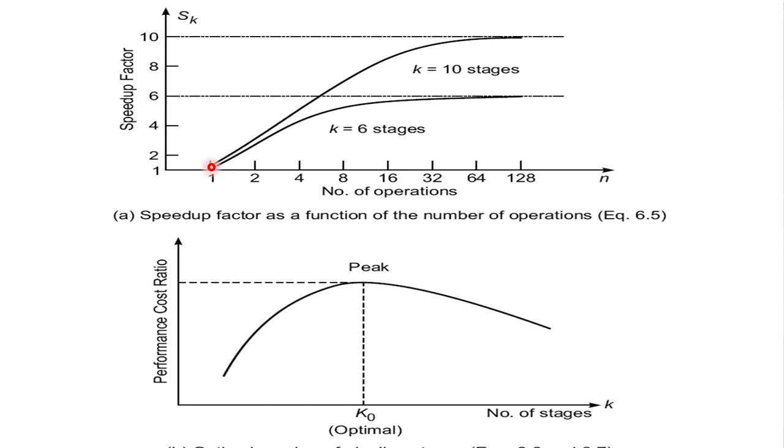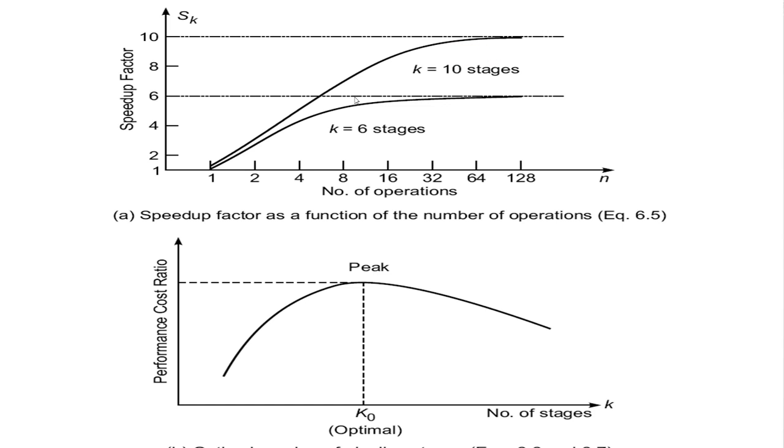As the number of operations increases, like from 1 to 128 operations, the number of stages also increases. When the number of operations is more, we have more stages, and at the same time the speed is also increased.